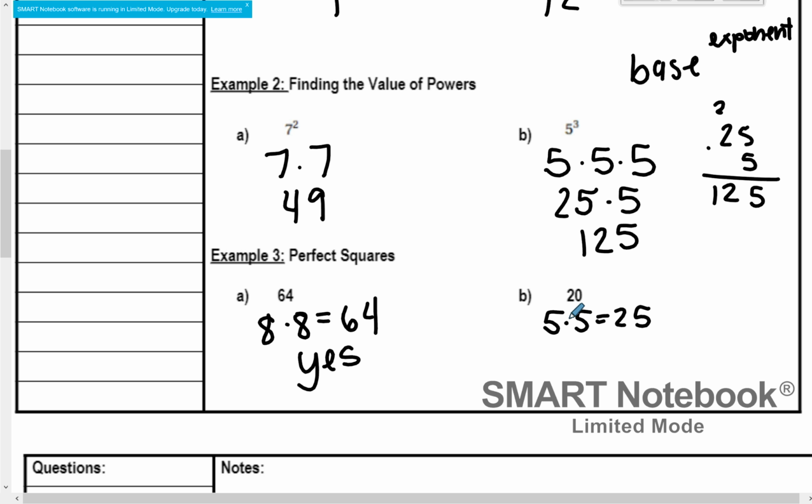Well, the next whole number down from 5 is 4, because remember, whole numbers aren't fractions or decimals. 4 times 4 is 16, which is too low. What that means is that there is no whole number between 5 and 4 that could equal 20. So this could not be a perfect square, right?